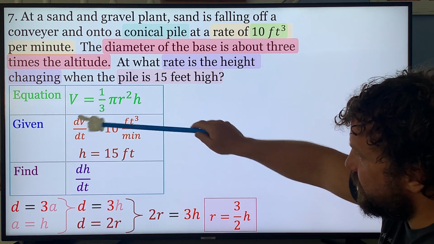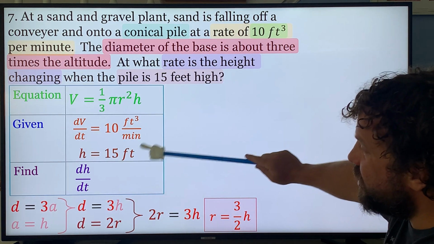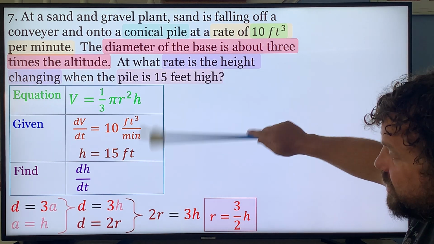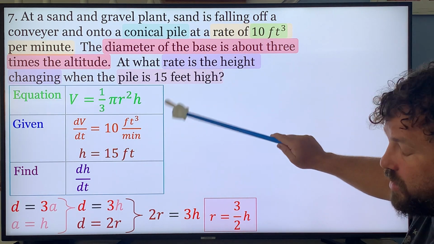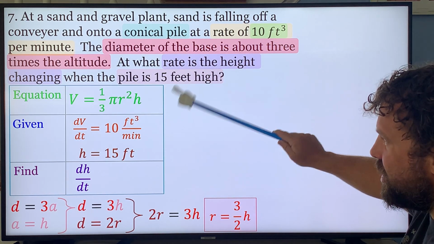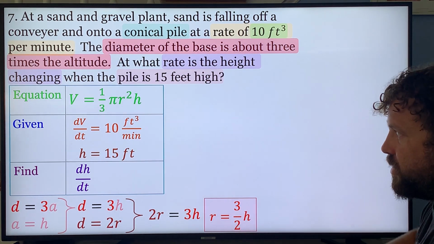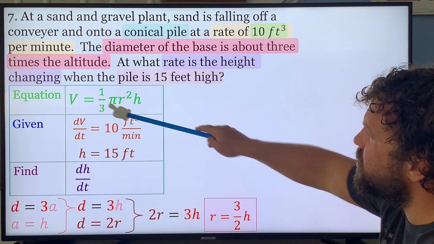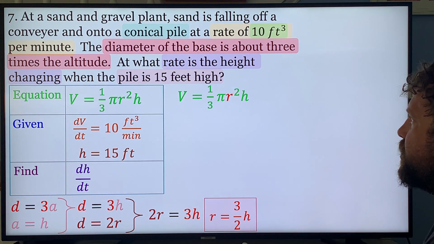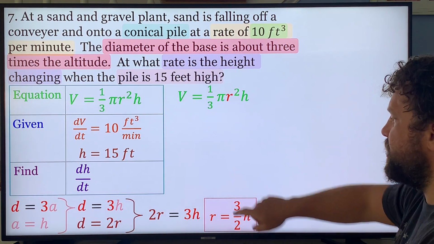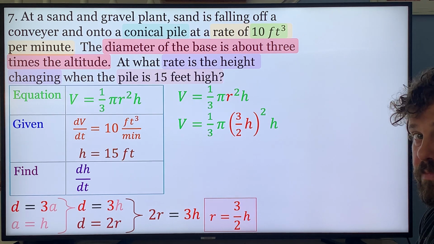I have the dV/dt, so I'm going to use that. And I have dh/dt. I don't have dr/dt, and I do not have r. So that's why we're going to have to replace the r with an h right away. So I go into my original equation. Volume equals 1/3 pi r squared h. And I replace that r with a 3/2 h.